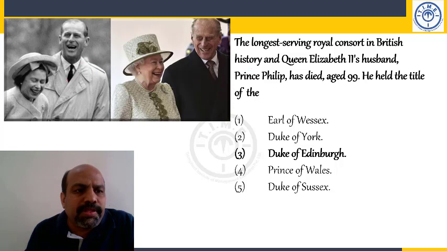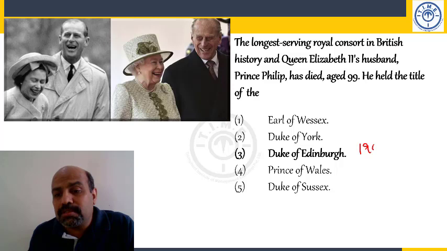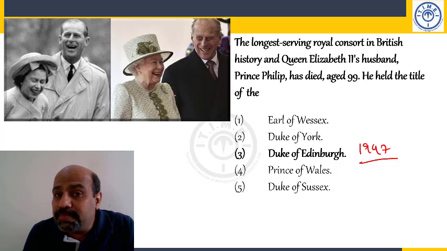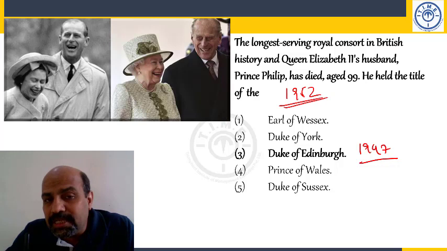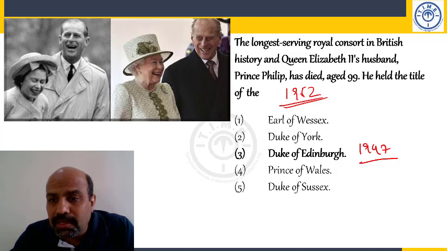This is when they were young, of course, and this is a few months back. Ladies and gentlemen, just to tell you, they married in 1947, the year India became independent, and they have been married for 73 years. This is Queen Elizabeth II. She became the queen in 1952. This makes her the oldest serving monarch in the world, also the oldest serving head of state. Her successor is her son, Prince Charles.